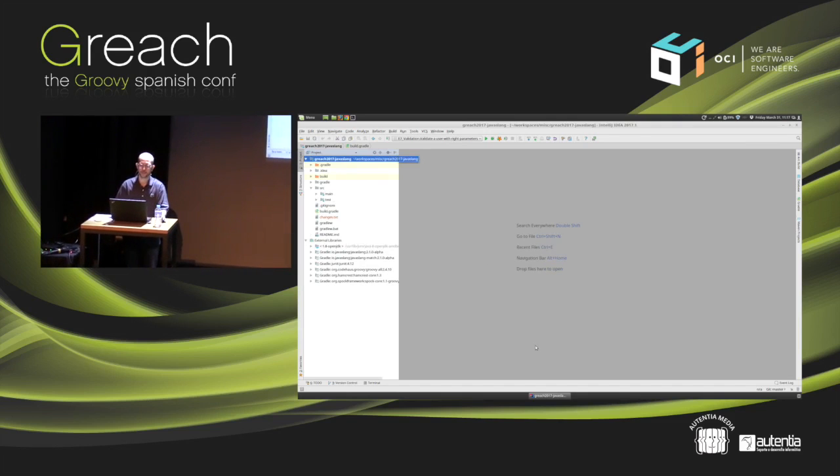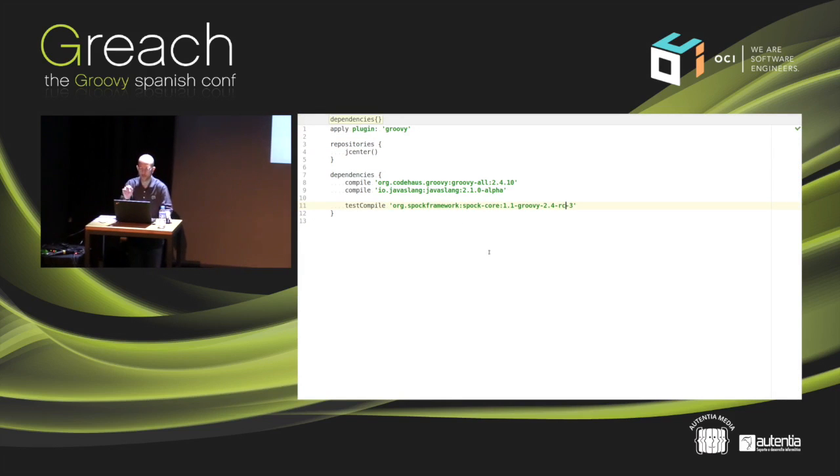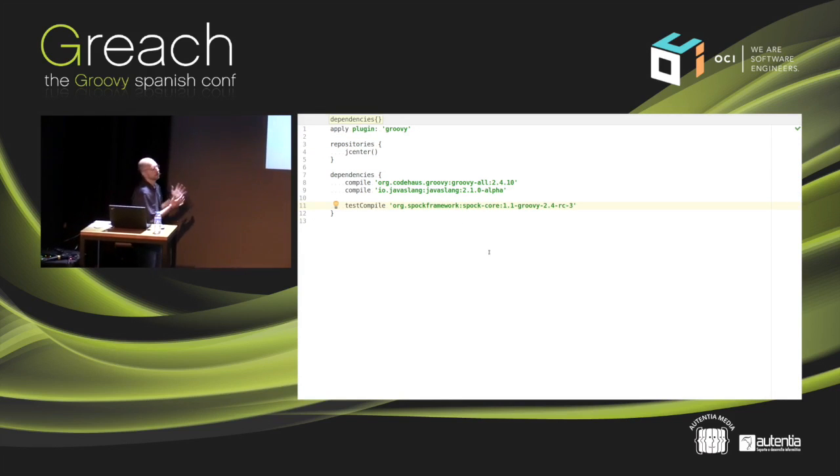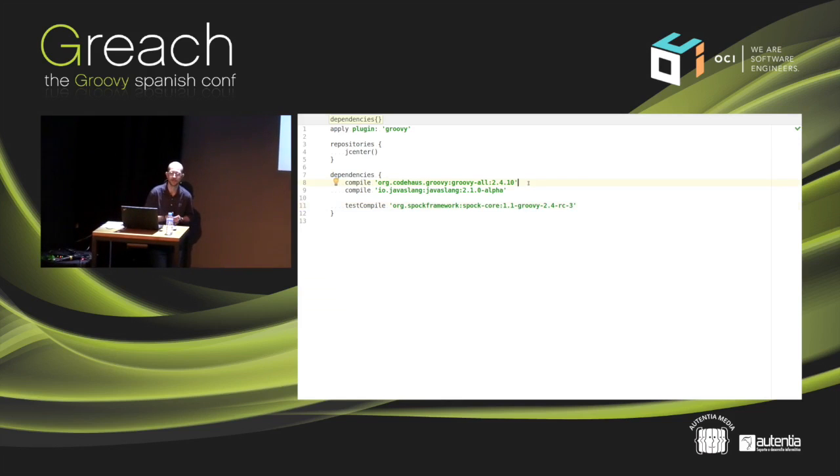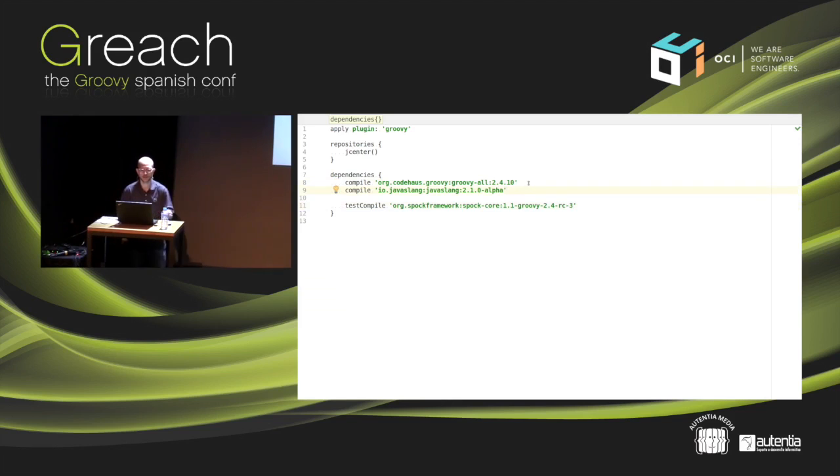So I have a Groovy project. Let me start presentation mode. And this is my build.gradle. Pretty simple. I'm using the latest Groovy, 2.4.10. I need to add the Javaslang dependency. And then, of course, Spock for the test. I'm using the latest RC3. And that's all that you need, OK?